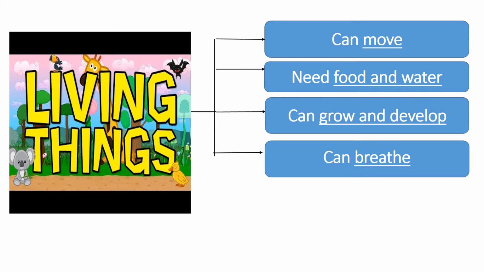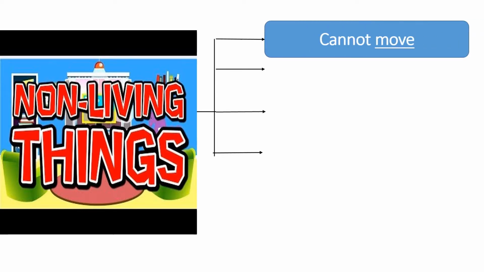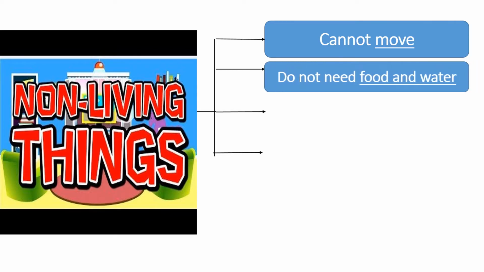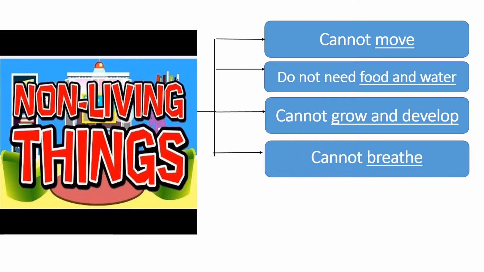Exactly opposite things are applicable for non-living things. Non-living things cannot move by themselves. They do not need food and water. Non-living things cannot grow and develop. Even non-living things cannot breathe.